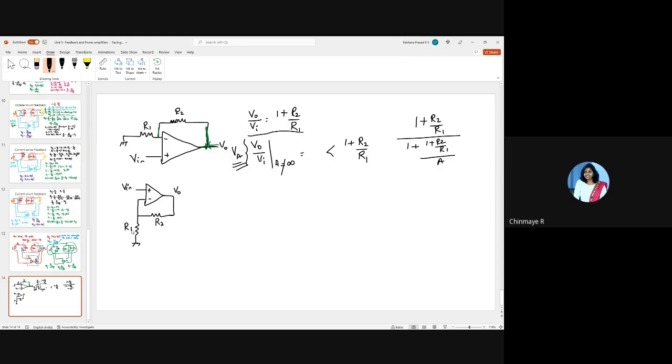So is this circuit similar to the previous circuit? Are these two circuits the same or are they different? Can you identify if these two circuits are the same? Can I get some response in the chat box? Okay, yes. What about the rest of you? Okay, so they're the same circuit, right? I've just drawn it a little differently.